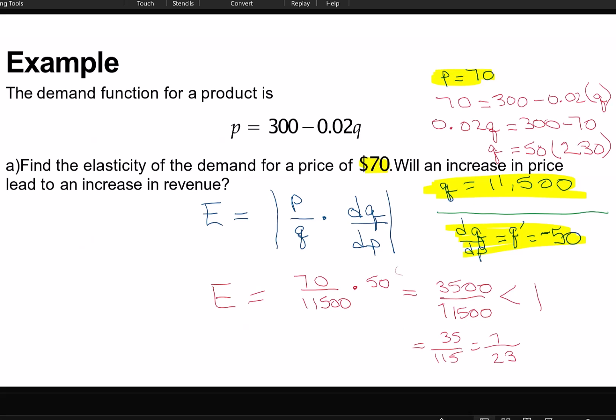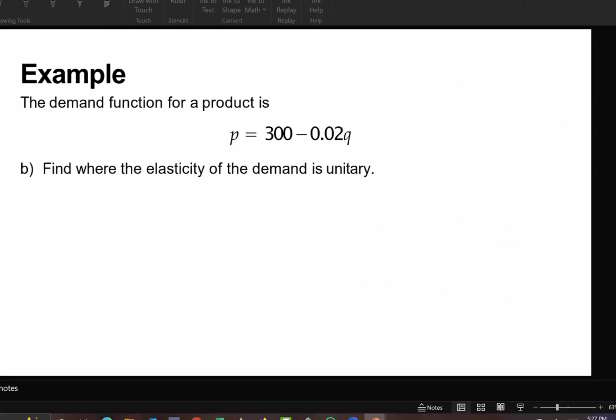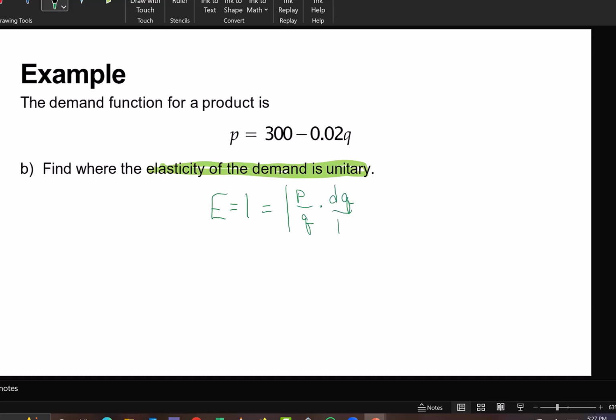Will an increase in price lead to an increase in revenue? Yes. We need to increase our price. Now they're asking me where the elasticity of demand is unitary. And where it's unitary is where E equals 1. And E equals the absolute value of P over Q times the derivative of Q with respect to P.